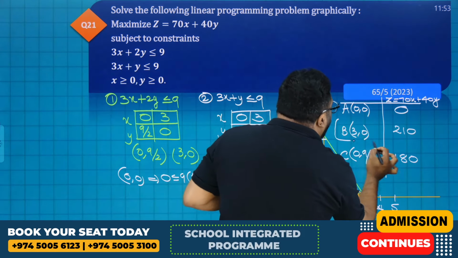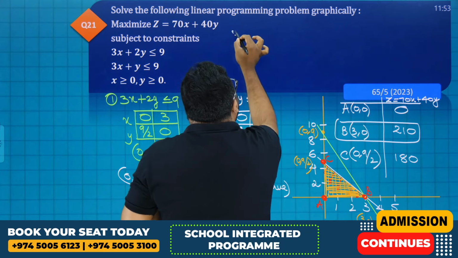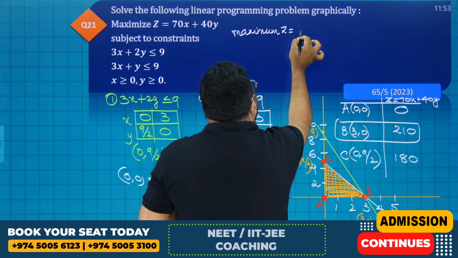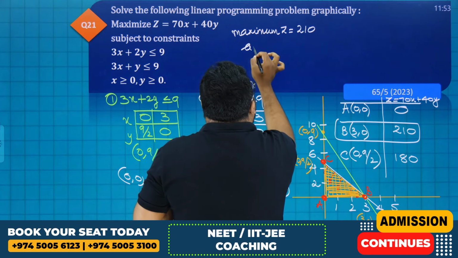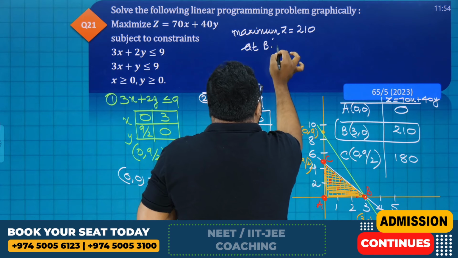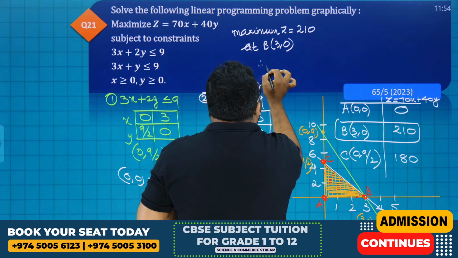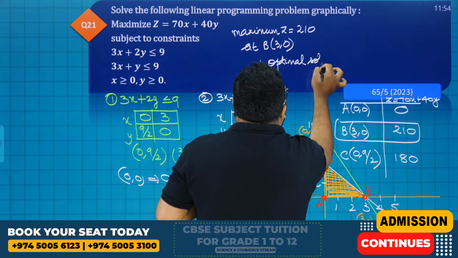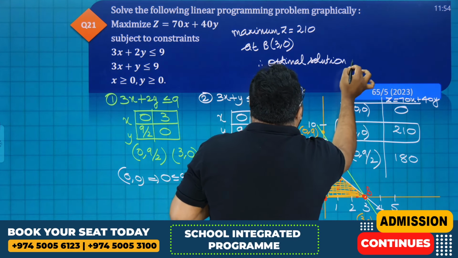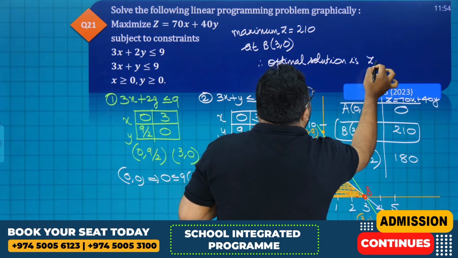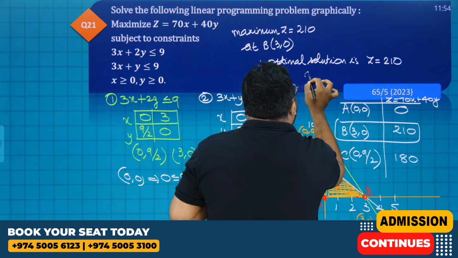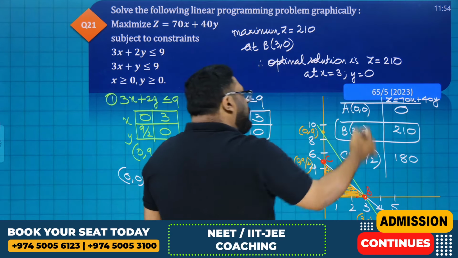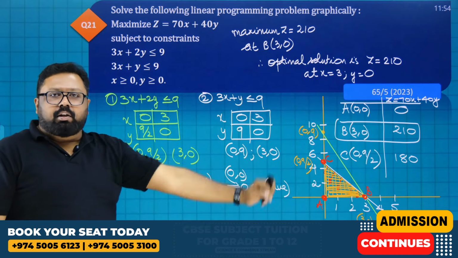The maximum value occurs at, so you will write this as your answer. Maximum Z is equal to 210 at B (3, 0). Therefore, the optimal solution is Z is equal to 210 at x equal to 3, y equal to 0. That's it. Write the solution, a single solution.